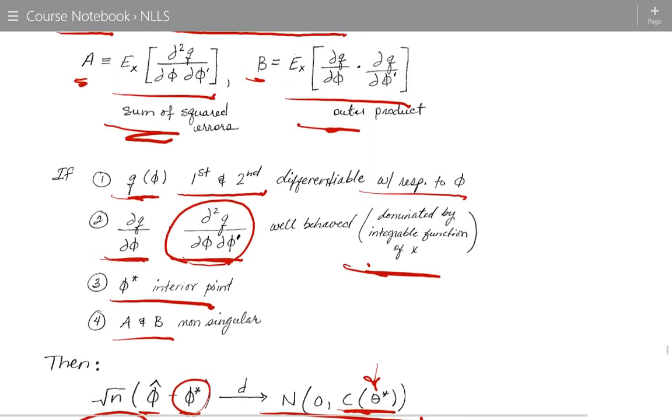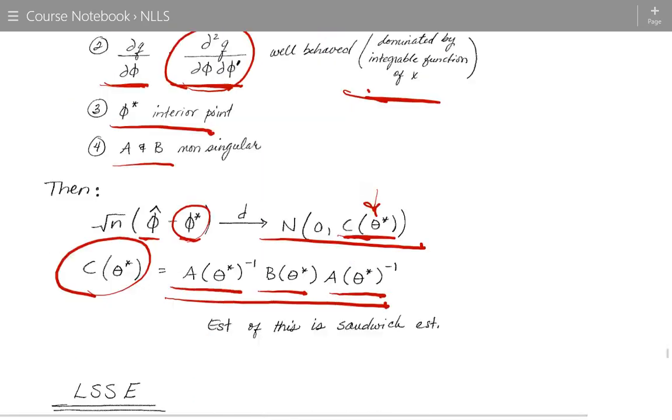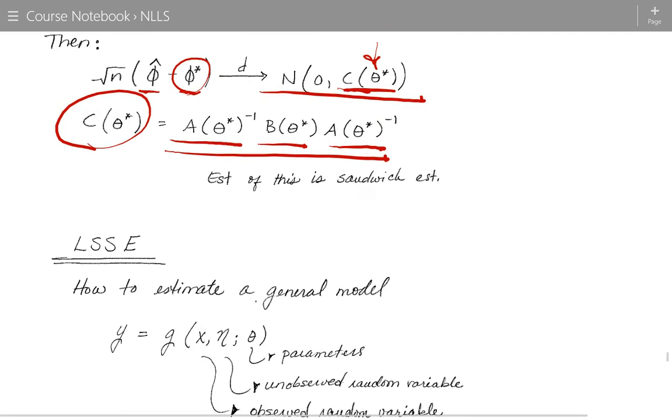So think of this as a Hessian type matrix, right? It's the second derivatives. So we've got the second derivatives, inverted, times the outer product of the first derivatives. It's the sample average of each of these for an estimator, times this again inverted. And this can be estimated by using again the sample estimates of each of those quantities.